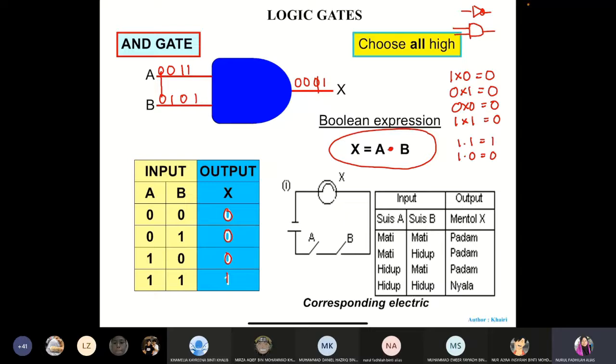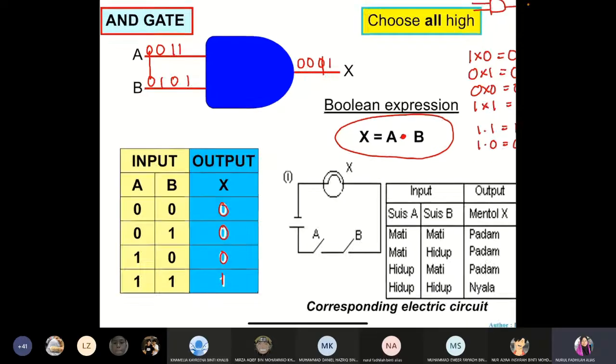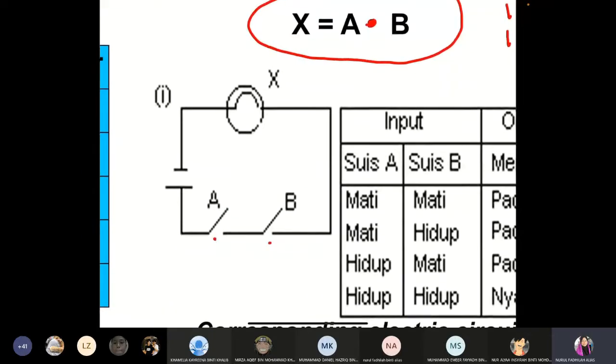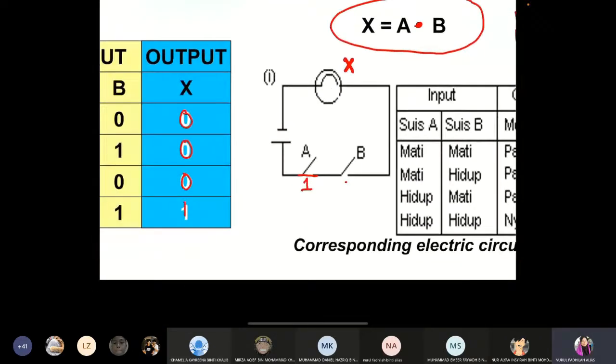Right, so let's look at an example. So the example is this one. No, I want to focus on this one. Okay, so we have two switches, A and B, two inputs, and the result is X. And we have a dry cell. So obviously, if you look at the circuit, if you just switch on A, we say A has high voltage or input one. So what happened to the bulb? Will the bulb light up if B is switched off? No. Right?